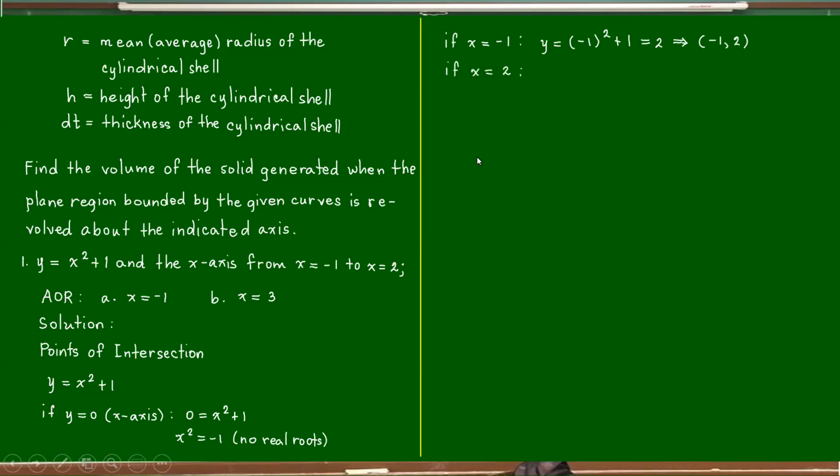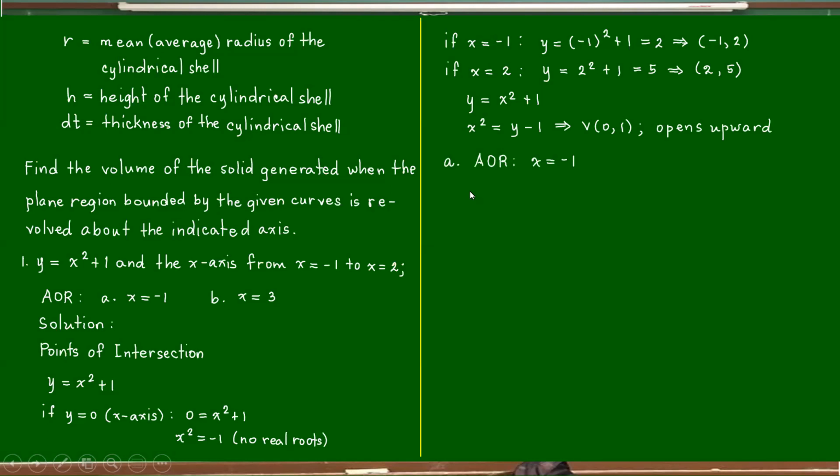What about if x equals 2? So getting y equals 2 squared plus 1, and that is equal to 5, getting (2, 5) as their point of intersection. For the parabola y equals x squared plus 1, its standard form is x squared equals y minus 1, getting vertex (0, 1), and this type of parabola opens upward. Okay, so let's start with the axis of revolution, x equals -1.